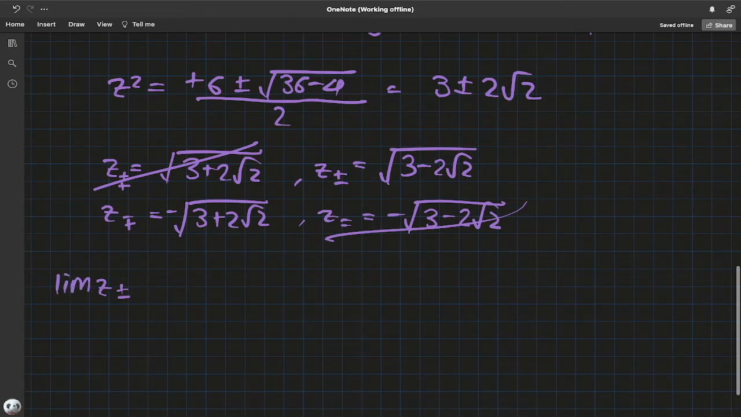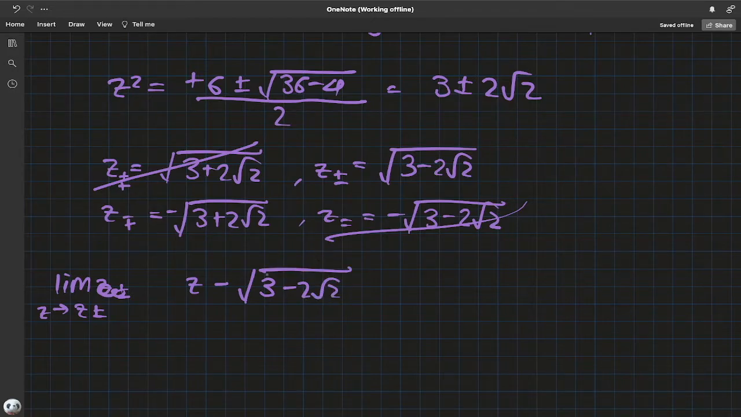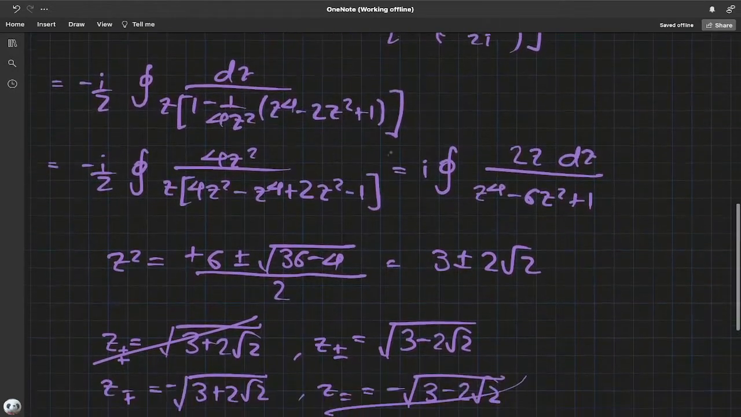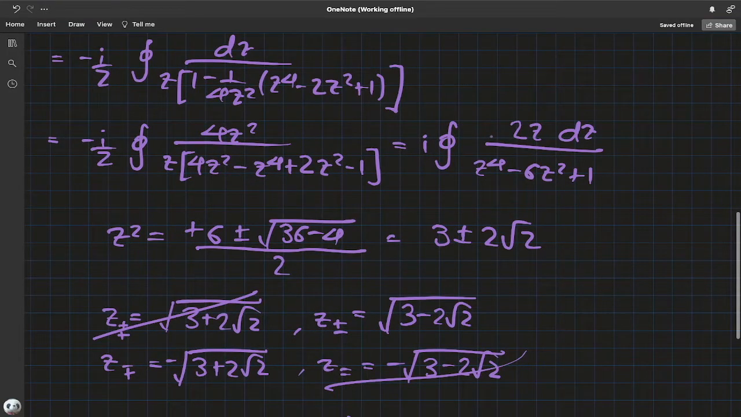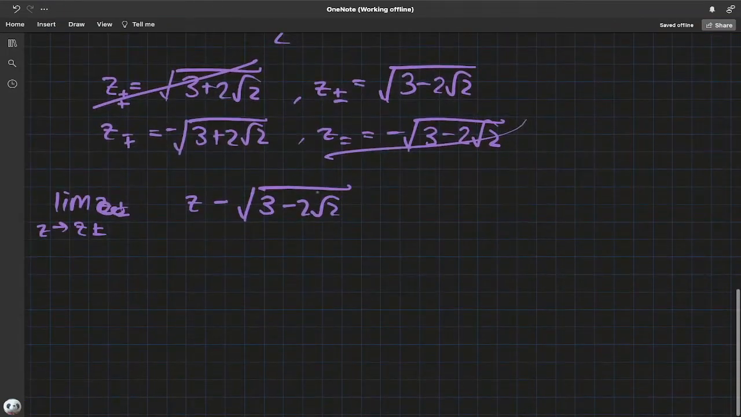It's a simple pole. So limit as z goes to z plus minus, and we have z minus square root of 3 minus 2 root 2 multiplied by z, because z was in the original. I'm not taking the 2i right now. We had a z on top, so that z is a z squared here and a z there, divided by the denominator, which was unchanged.